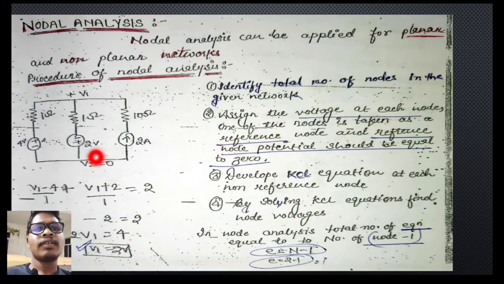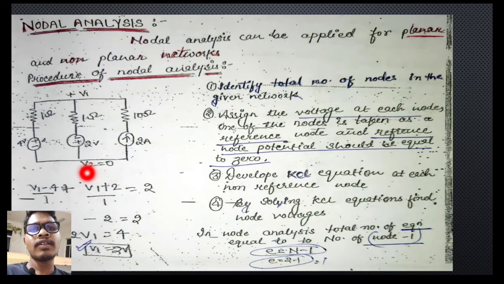You have to choose any node as a reference node. If you want to choose this node as the reference node you can, and you can also choose the other node as your reference node. The reference node potential should be equal to 0. Here we are taking this node as our reference node, that's why V2 is equal to 0. Now see the third point: develop the KCL equation at each non-reference node.